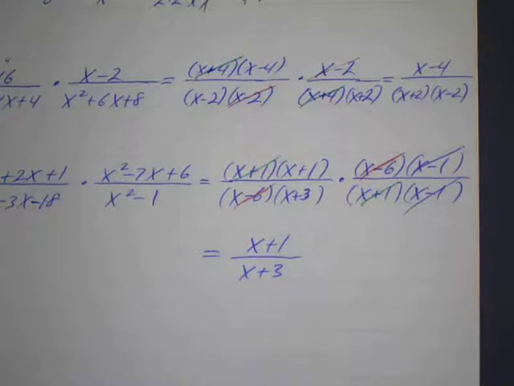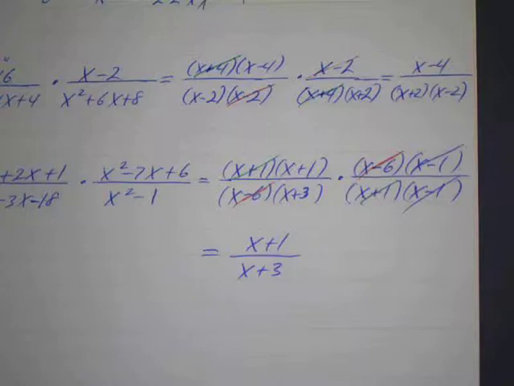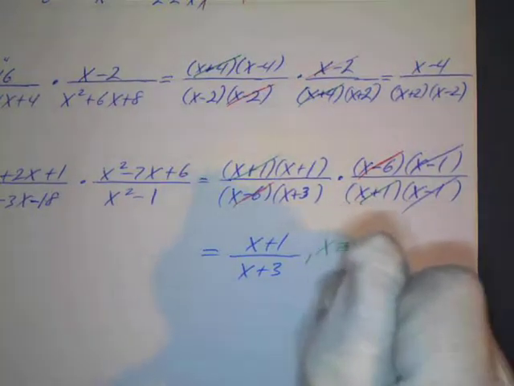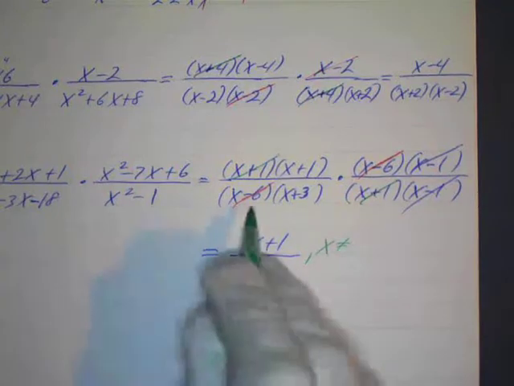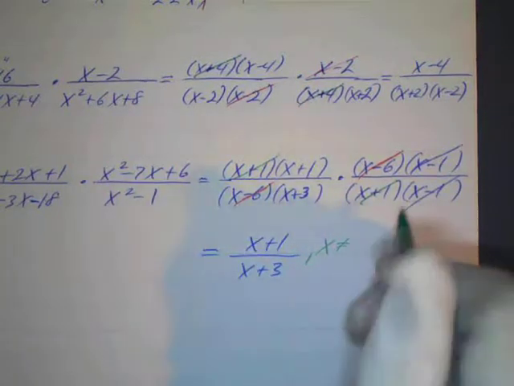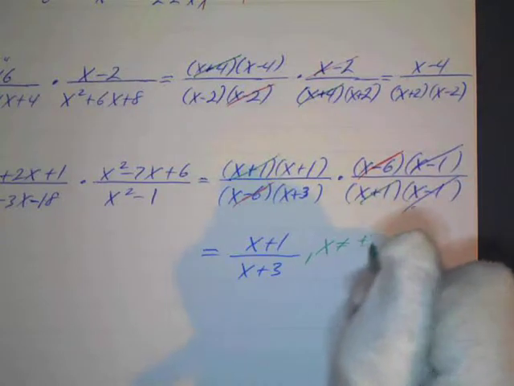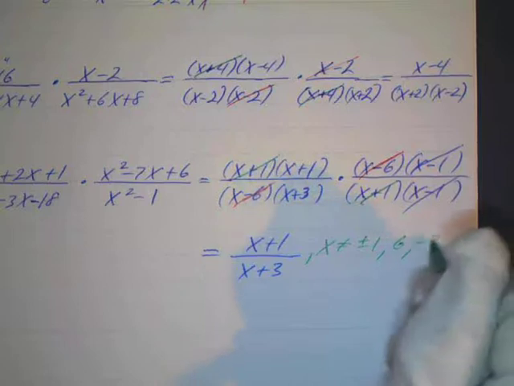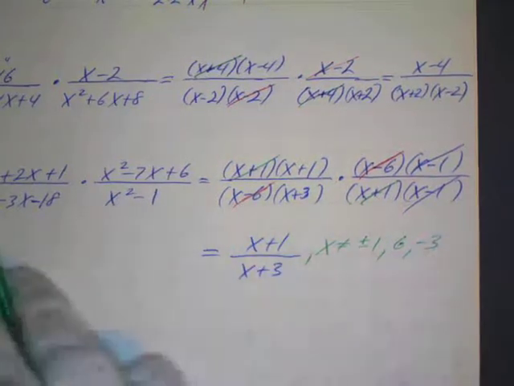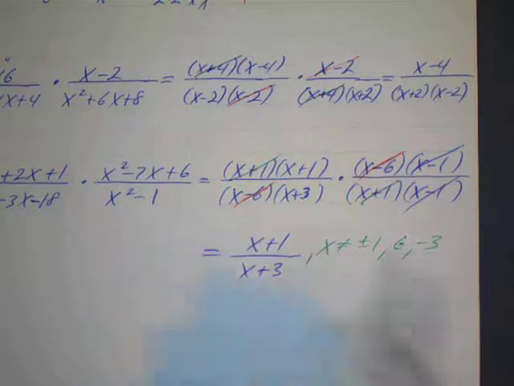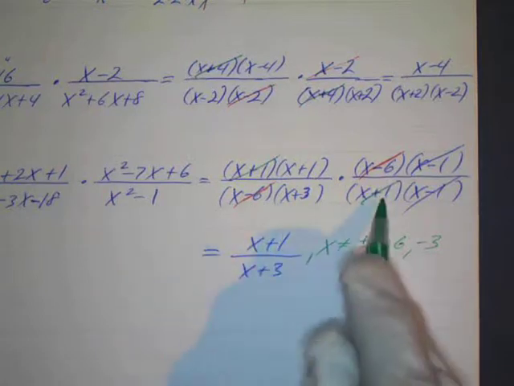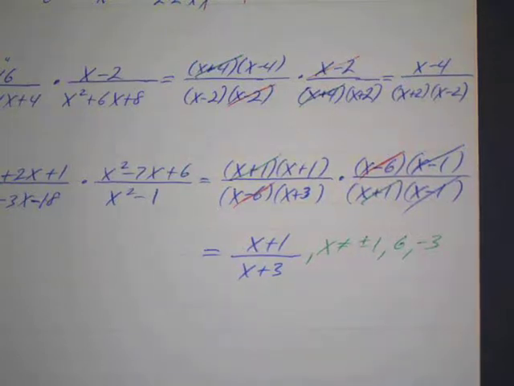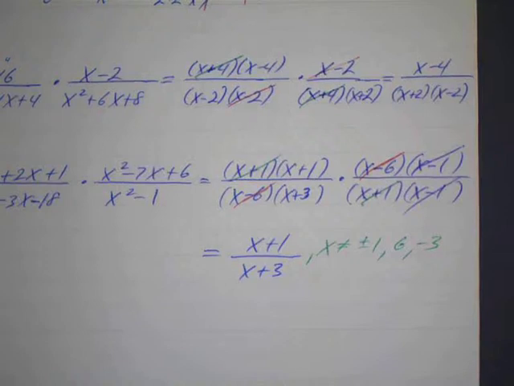Now the restrictions on the domain, anything that makes the denominator 0. So I have a little room here, so I'll write this down, but we didn't write them on all of them. But we could say that x cannot equal plus or minus 1, 6, or negative 3. Any of these numbers will make the denominator 0 in any place. So 6 minus 6 is 0, negative 3 plus 3 is 0, negative 1 plus 1, or 1 minus 1 is 0. So x cannot equal plus or minus 1, 6, or negative 3. So those are restrictions on the domain.